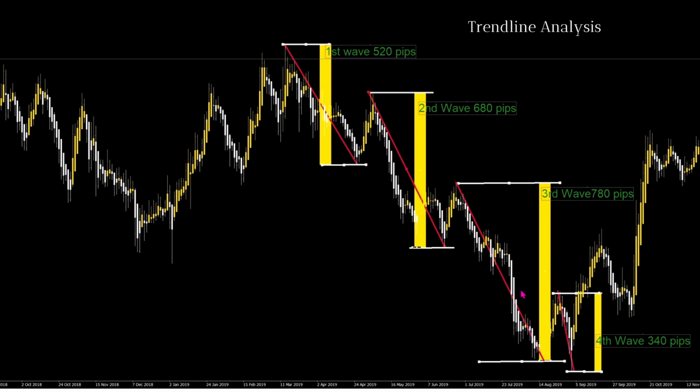It's only here on the last of the waves that we notice that after the pullback, the sellers were unable to match the strength of the previous leg down. So this apparent weakness could signal a trend line break.